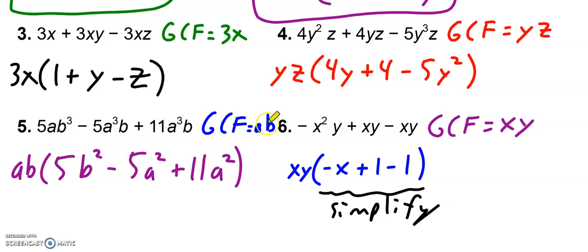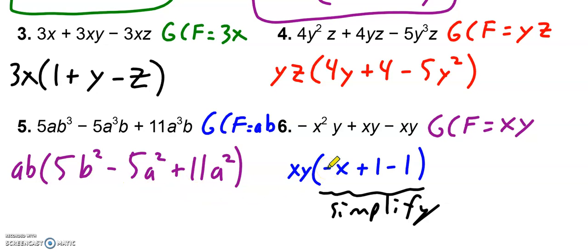Next one, number 5. So here, greatest common factor is ab. If I take out an ab here, I'm left with 5b squared. And then here I'm left with minus 5a squared. And here I'm left with plus 11a squared. And again, I can check and make sure I don't have anything in common amongst all 3 terms.